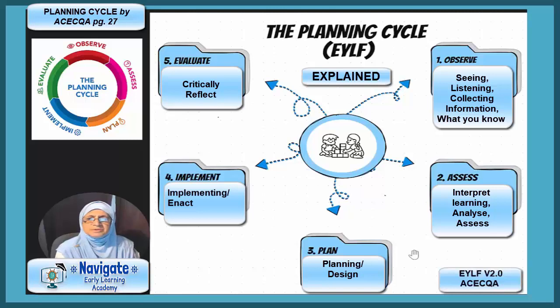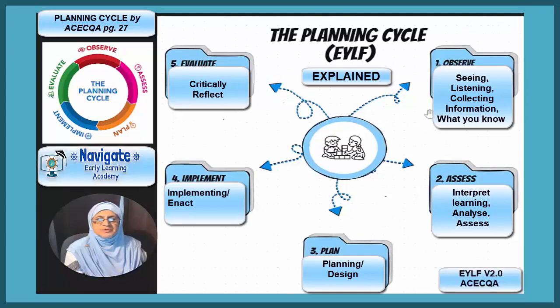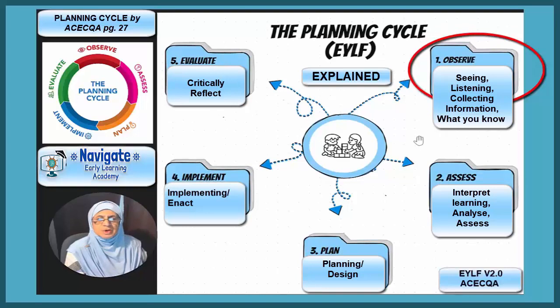Okay, let's start with the planning cycle of the Early Years Learning Framework version 2.0 explained. Now, when you start, we start with the observation. We observe the child or the children. How do we observe? We observe by seeing, listening, collecting information.